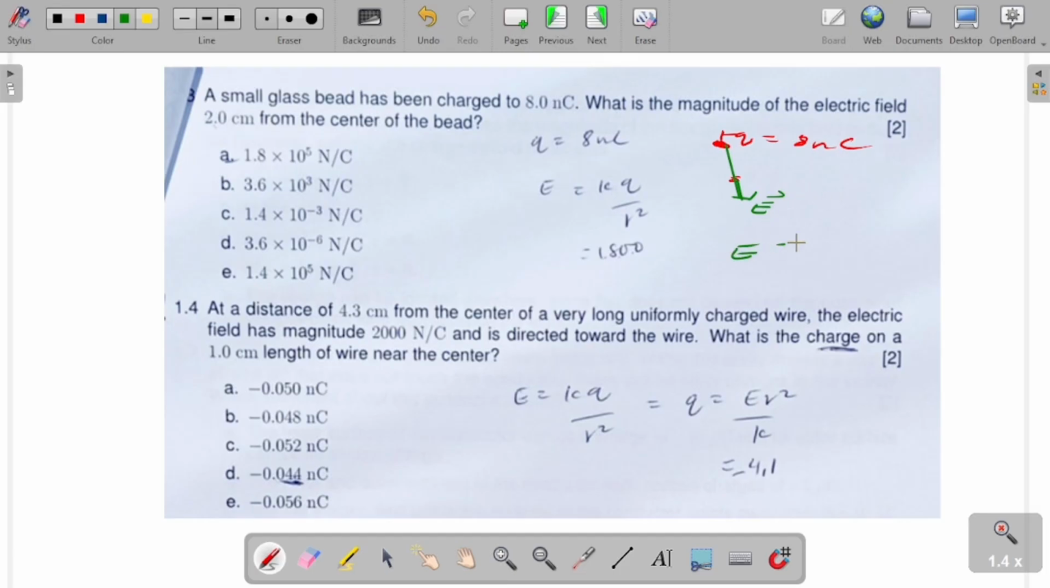So the formula for electric field is KQ over R squared. Our K is 9 times 10 to the 9. Our Q is 8 times 10 to the negative 9. Our R is 2 centimeters, so that's 0.02 meters, and then we square it. What is this value, guys?